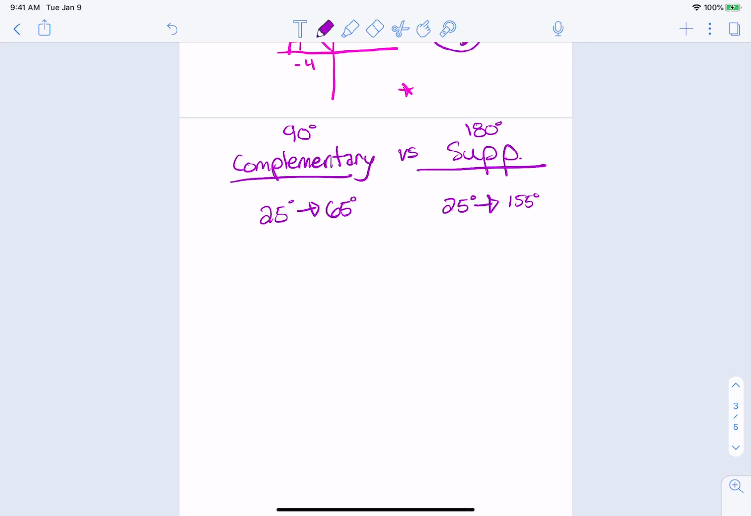Now, a little harder. Let's say I have pi over 7. What's the complement and the supplement of pi over 7? Isn't it just plus pi? Okay, so that one's what you're trying to get to, pi over 2, and this one is pi.